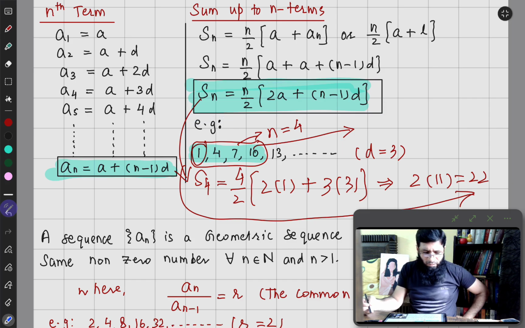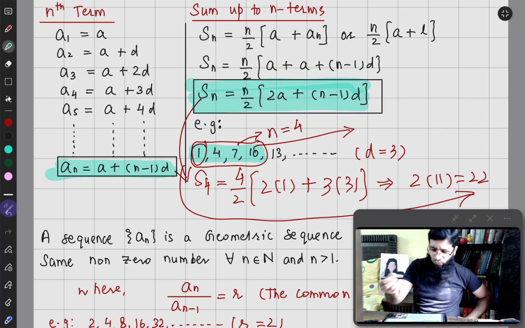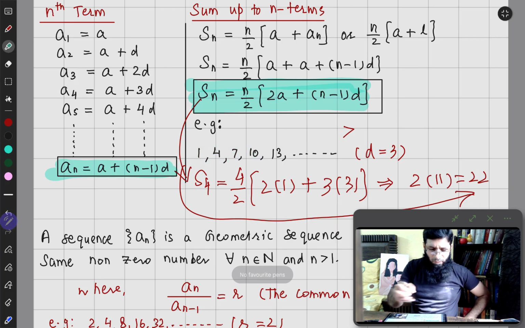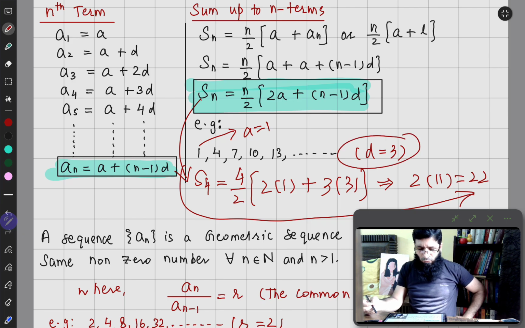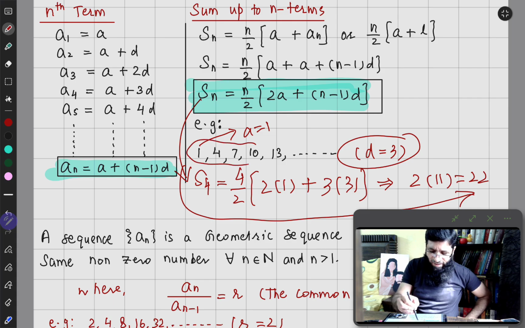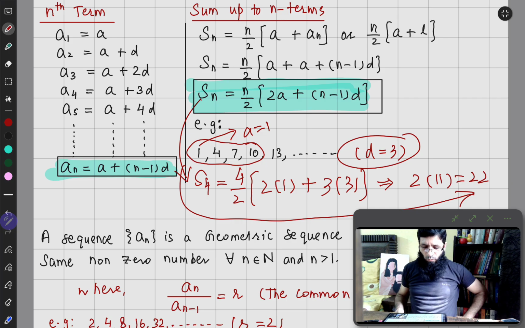And you can verify this formula using any sequence. For example, look at this sequence. The first term is 1 and the difference is D in case of this sequence. Now we want to verify this formula, and we are adding just the first 4 terms of this sequence. You can see that the first 4 terms of this sequence are 1, 4, 7 and 10, and the difference is 3. So because you are adding the first 4 terms, n will be equal to 4.